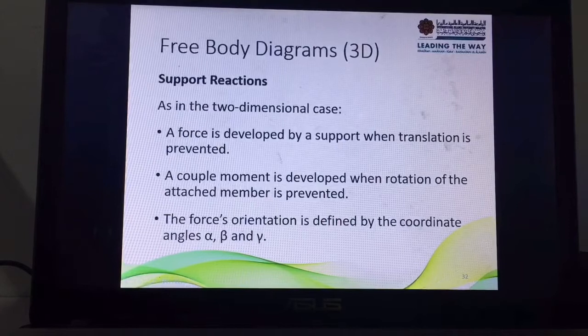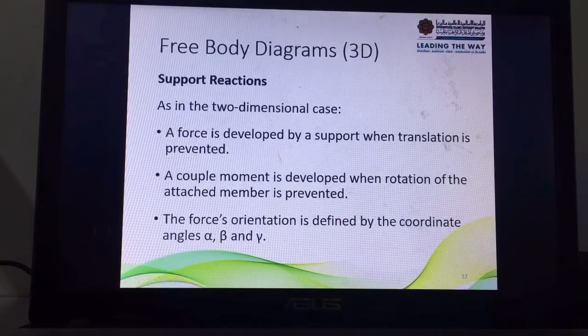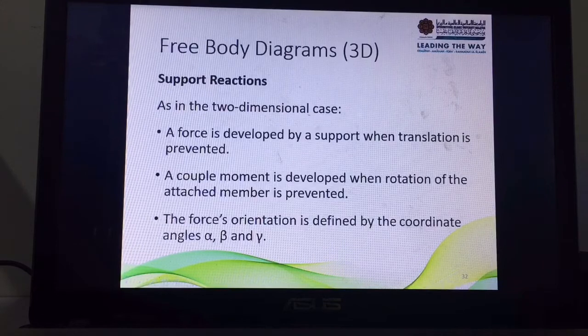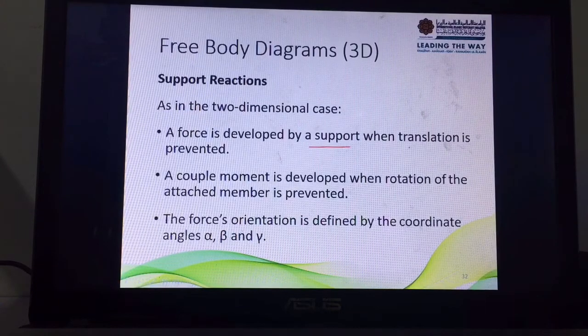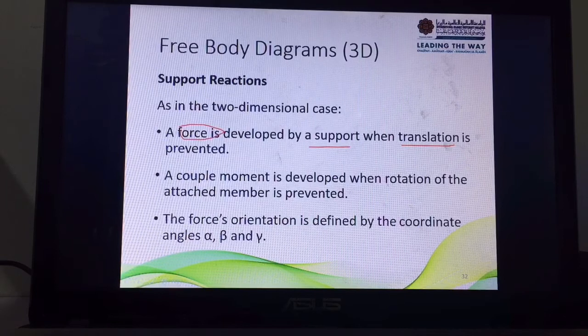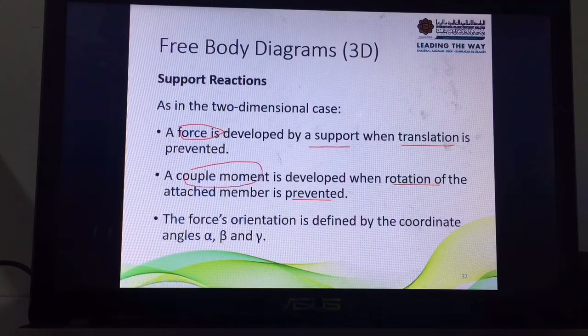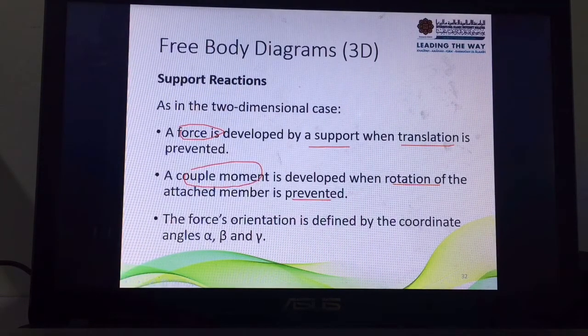Okay, now we go to the 3D free body diagrams. Again, for the support reactions, as in the 2D that we have seen before, if the support prevents translation, a force is developed. If the support prevents rotation, then a couple moment is developed. As simple as that. But now the force's direction is defined by the coordinate angles alpha, beta, and gamma.